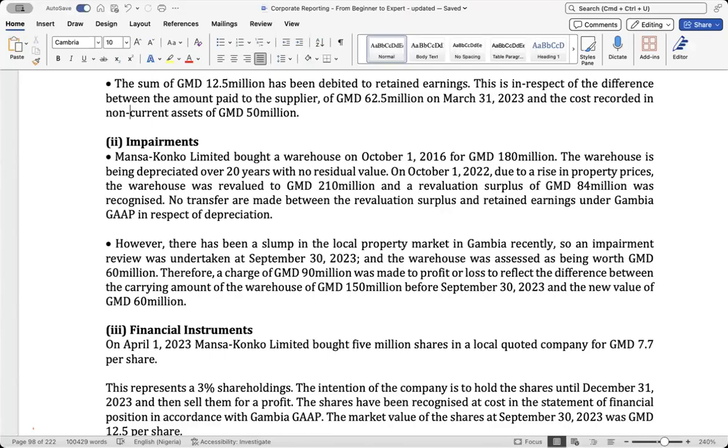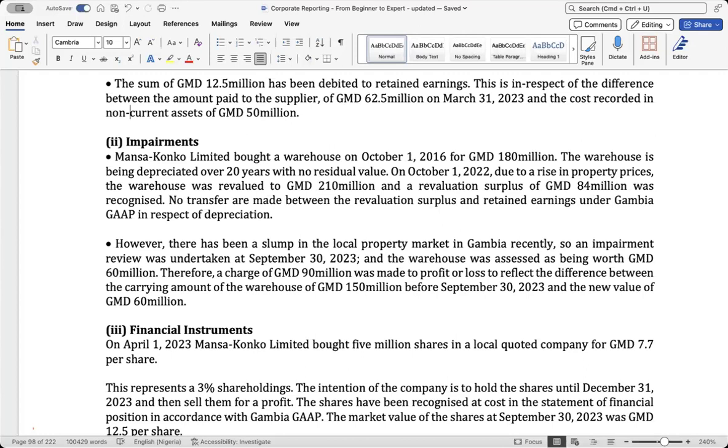However, there has been a slump in the local property market in Gambia recently, so an impairment review was undertaken at September 30, 2023, and the warehouse was assessed as being worth 60 million. Therefore, a charge of 90 million was made to profit or loss to reflect the difference between the carrying amount of the warehouse of 150 million before September 30, 2023, and a new value of 60 million.